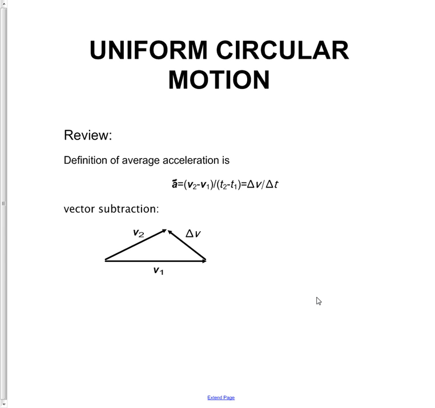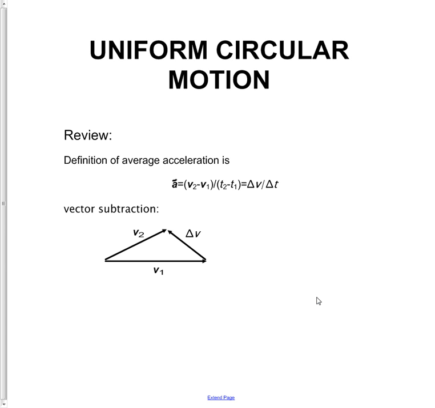Okay, today's video is about uniform circular motion. Uniform circular motion is when we have a particle which is running around in a circle, and it runs around with constant speed. That's what the uniform means. Now, the question we should ask ourselves is, if it's going with constant speed, is it accelerating?